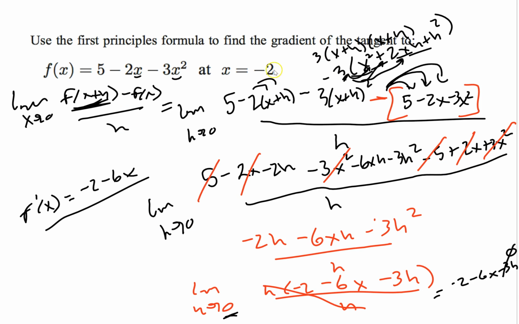Last thing we're doing before I stop today. x equals negative 2. So what we do is just plug it in to our derivative. So negative 2 minus 6 times negative 2 is negative 2 plus 12, or just 10. I think that's the answer.